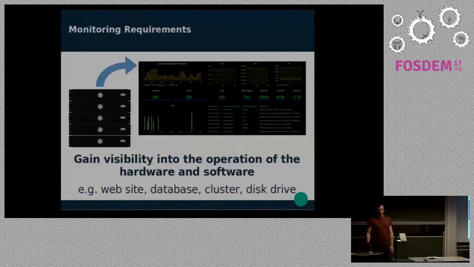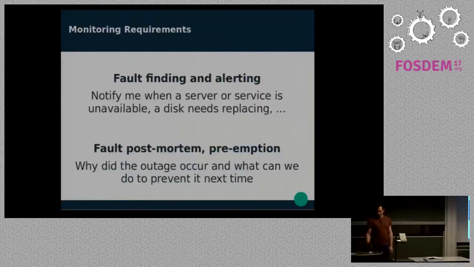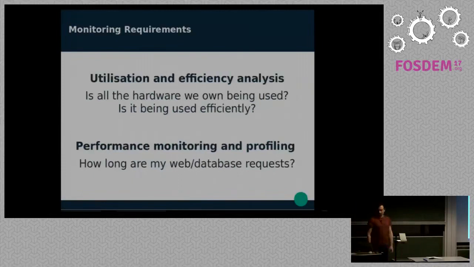Generally this tends to be quite different for everyone. Everyone has their own idea of what they want from a system. A few things that we think are quite important. Fault finding and alerting. You need to be told when something breaks, when something goes down, when you need to replace a disk. Fault post-mortem and preemption. Once something's gone wrong, you want to prevent that from happening again. Ideally you want as much information as you possibly can about everything that was going on around the fault, so you can work out what caused it and make sure it doesn't happen next time.